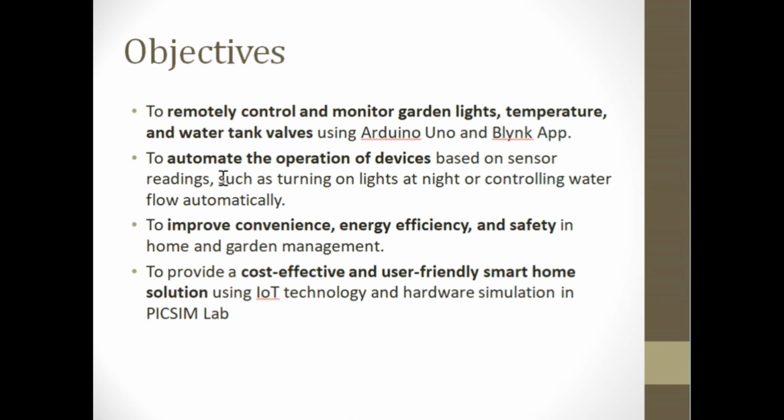This is the short objective of this project: to remotely control and monitor garden light, temperature and water tank valves using Arduino Uno and the Blynk app. To automate the operation of devices based on sensor readings, such as turning on a light at night or controlling water flow automatically. To improve convenience, energy efficiency and safety in home garden management. To provide a cost-effective and user-friendly smart home solution using IoT technologies and hardware simulation in PICSimLab.